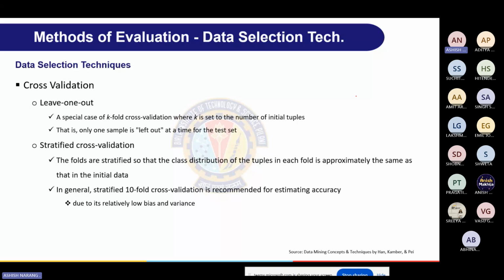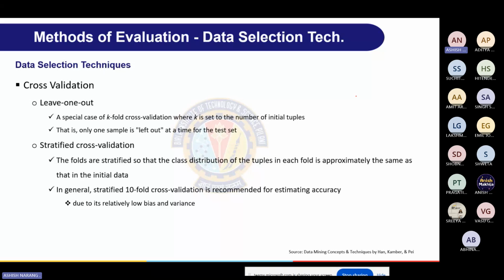One is leave one out. Leave one out is very simple. It's a special case of k-fold cross validation, where k is the number of initial tuples. The only difference here is you keep one tuple out and the rest you use for training. If let's say you have 100 records, 99 you will use for training, 1 for testing, right? Then maybe the second last record you will use for testing, the rest for training. So the 99th record, then the 98th record, the 97th record, and so on. So this is leave one out cross validation.